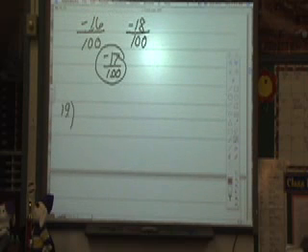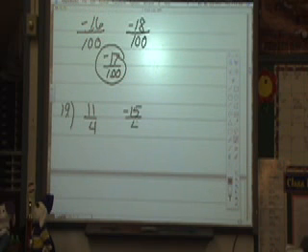Number 19. 2 3/4, change it to what? 11 over 4. And negative 3 3/4 is negative 15 over 4. How many spaces are there between those two numbers? Oh, sorry, it's negative 15, so you've got to go all the way up to 0.